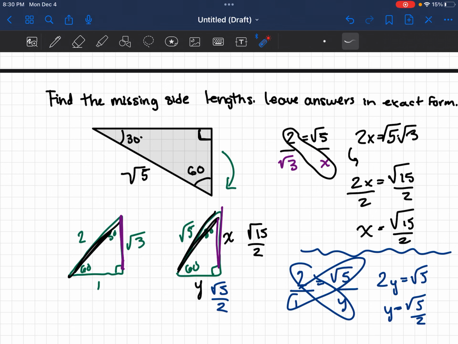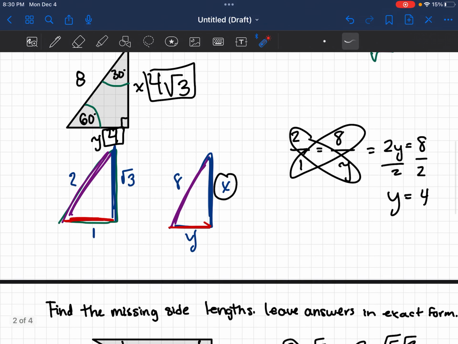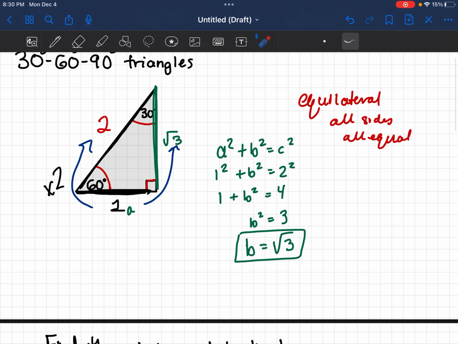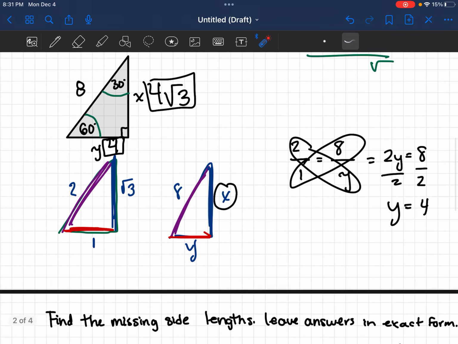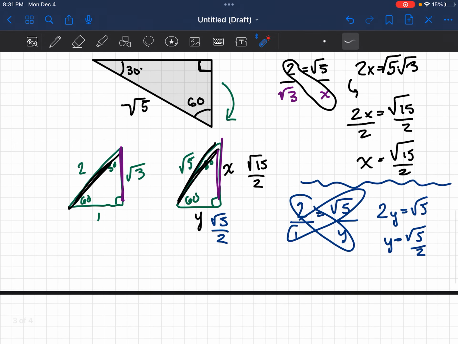And let's think back to the pattern that we saw in the original, where the short leg to the hypotenuse is times 2. But if I'm looking at it from the hypotenuse to the short leg, it's divide by 2. I can see that is true here. The hypotenuse is the square root of 5. So I know if I'm going to divide by 2, well, that's the square root of 5 over 2.